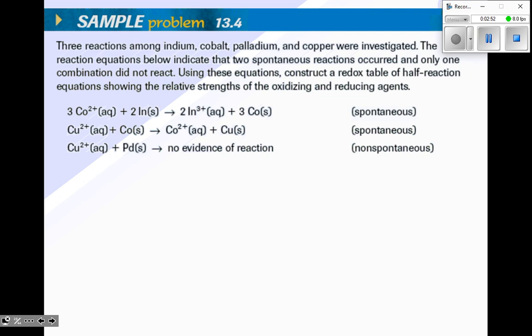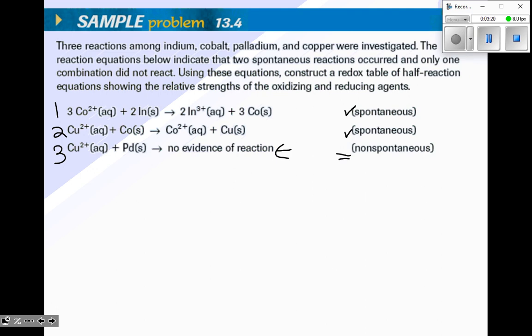Okay, so 3 reactions among indium, cobalt, palladium, and copper were investigated. So here's reaction number 1, here's reaction number 2, and reaction number 3. The reaction equations below indicate that 2 spontaneous reactions occurred. Here's spontaneous reaction number 1, spontaneous reaction number 2, and there's only one combination that did not react. There's no evidence of reaction, which means it's non-spontaneous, okay?